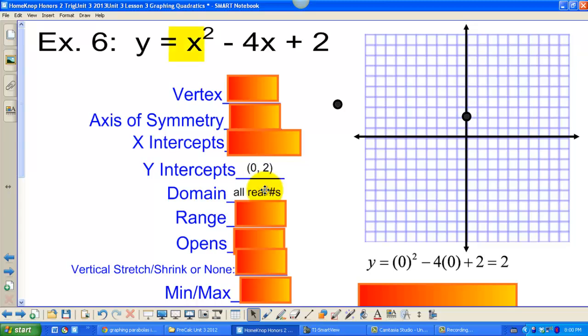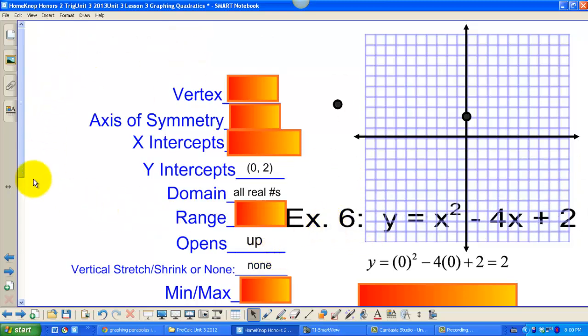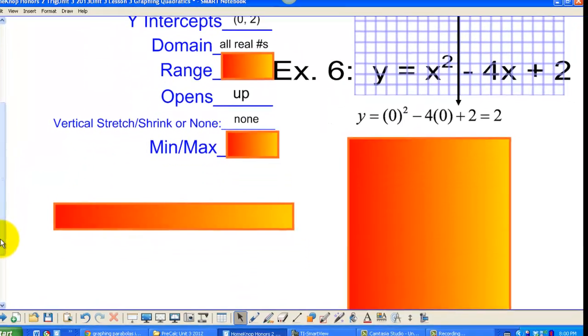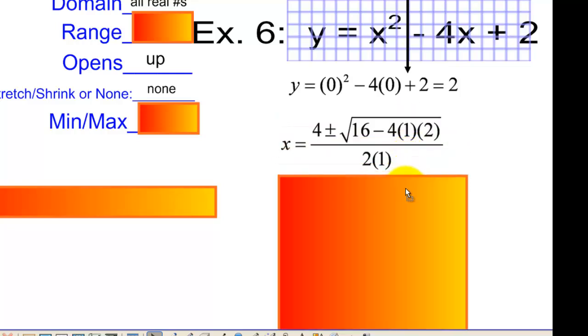Because the coefficient on the quadratic term is 1, I know that it opens up, and that I do not have any kind of vertical stretch or shrink. So where do I go from here? Well, we're going to take this equation, y equals x squared minus 4x plus 2, and do the quadratic formula on it. So we have x equals the opposite of negative 4, which is 4, plus or minus the square root of negative 4 squared, which is 16, minus 4 times 1 times 2, all over 2 times 1.